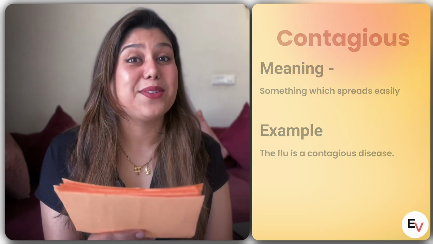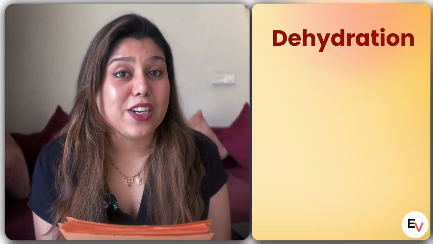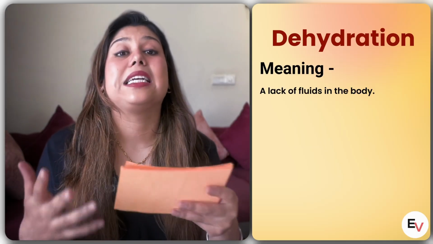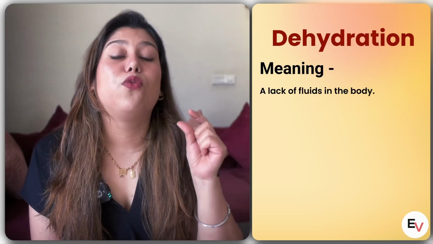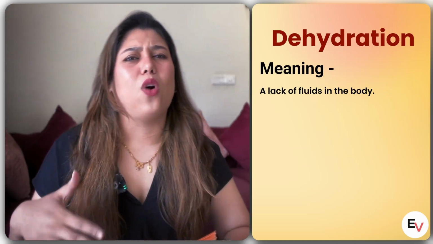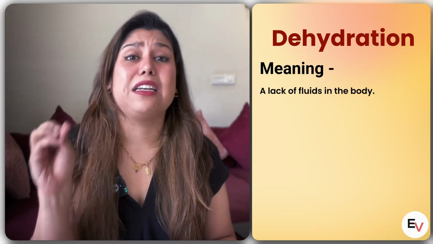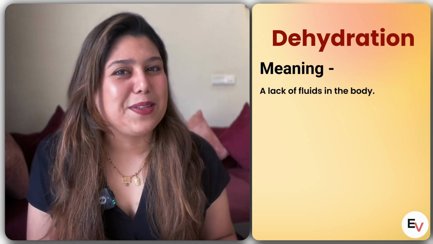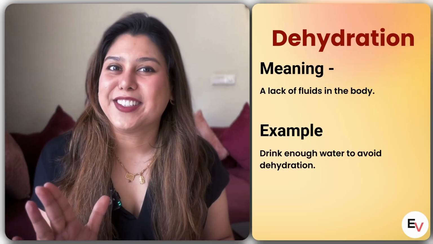Moving on to your next word, dehydration. Repeat after me. Dehydration. Now, dehydration is caused when you do not drink enough water. Basically, it is a condition caused by loss of water in the body. For instance, let's say that you are out in the sun and you are feeling dizzy, chakkar aa rahe hain, because you are sweating and you did not drink enough water. That causes dehydration. Now, let's frame a sentence with this word. Drink enough water to avoid dehydration.